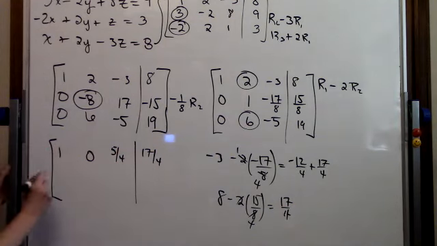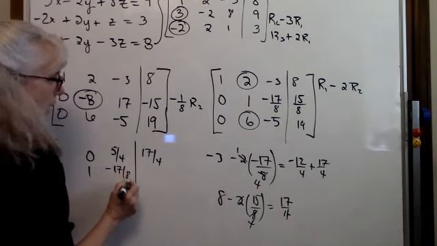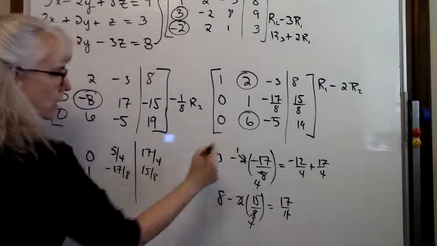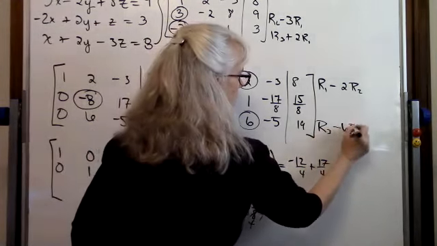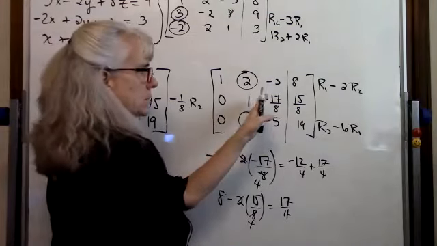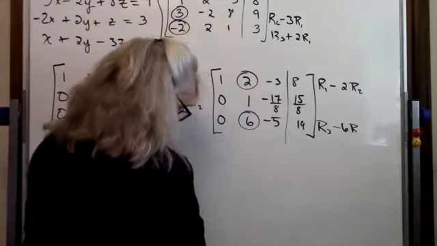Second row is fine the way it is, so we'll have our 0, our 1, our negative 17/8, and our 15/8. And now we're going to come in and get the 1 right there. So to do that, we're going to do row 3 minus 6 times row 1. So that's this number minus 6 times the 1. That's a row 2. Hopefully you caught that.